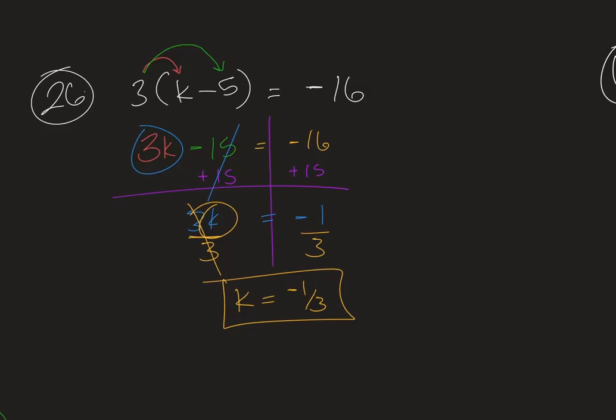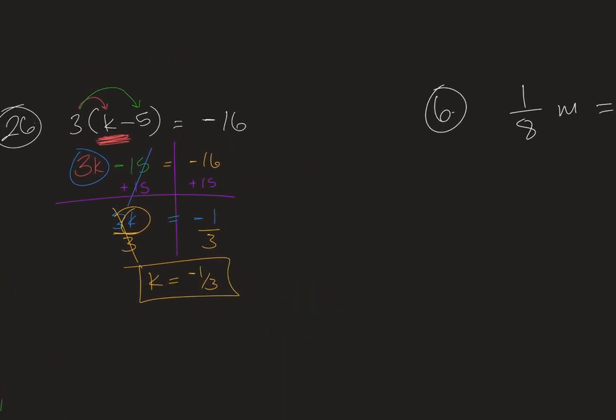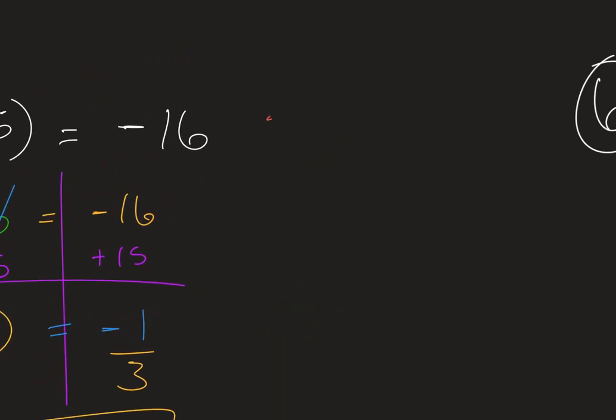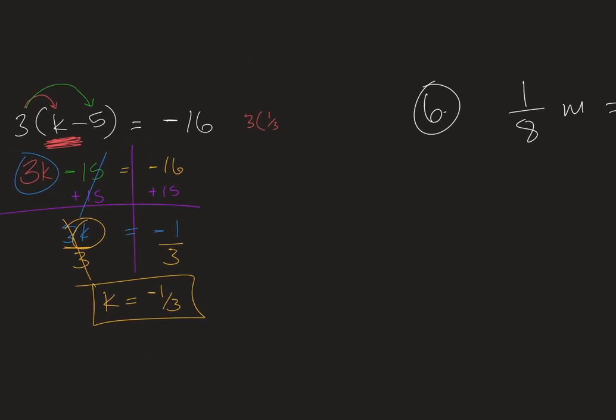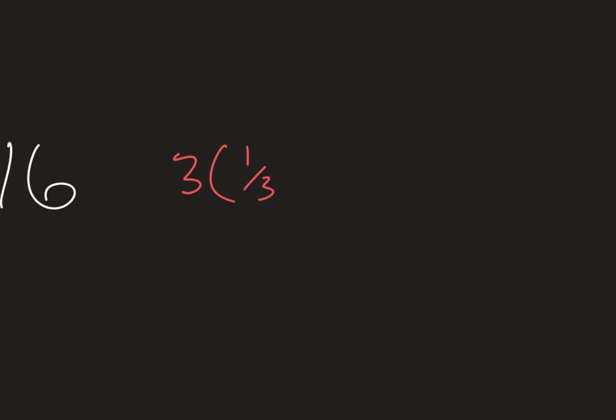How about this? Negative 1/3. Oh man, we're going to have to plug that in right here. And you might think that's going to be impossible, but no, we can do this. 3 times 1/3. Wait, was it negative? It was negative. So let's go back and change that. I'm going to erase it just to make it a little prettier.